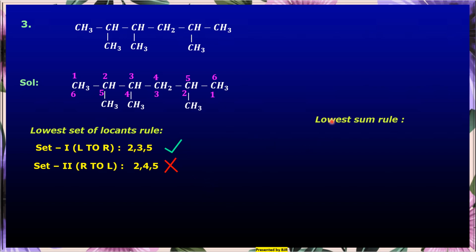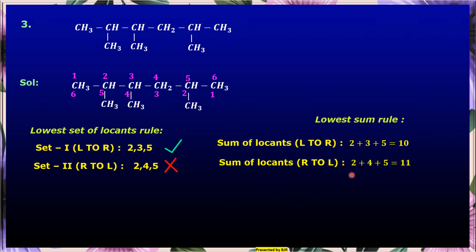Similarly, let us verify it by using lowest sum rule. Sum of locants 2 plus 3 plus 5 is 10 and 2 plus 4 plus 5 is 11, right to left. So this one is correct. So in both cases, left to right numbering is correct. So what is the root word here? The root word: it contains 1, 2, 3, 4, 5, 6 carbon atoms. So hexane. So 2, 3, 5 trimethyl hexane. This is the IUPAC name of this alkane.